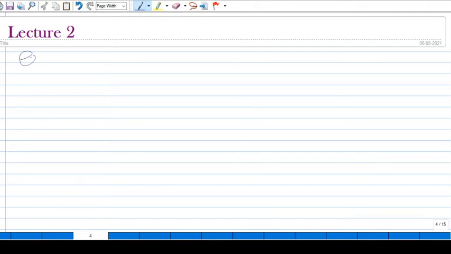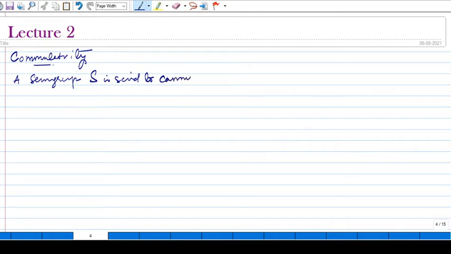Commutativity. A semigroup S is said to be commutative if for any two elements of S, we must have xy equal to yx. This is the definition. So let us look at some examples.